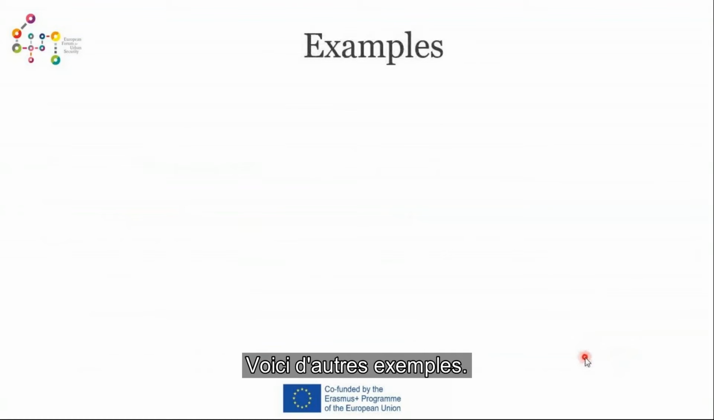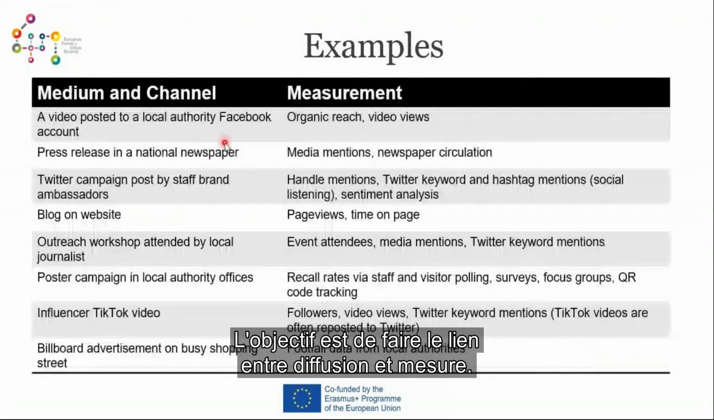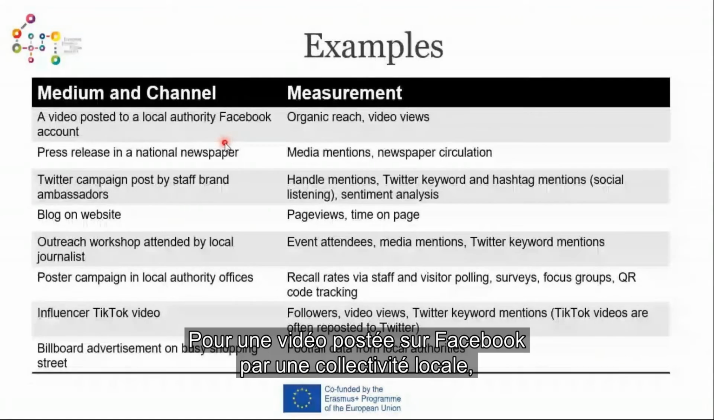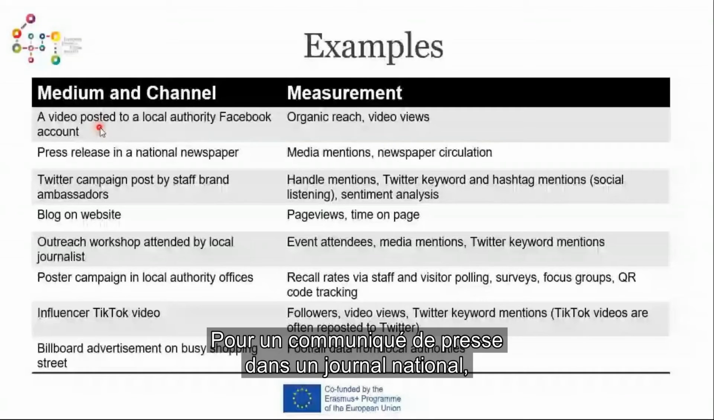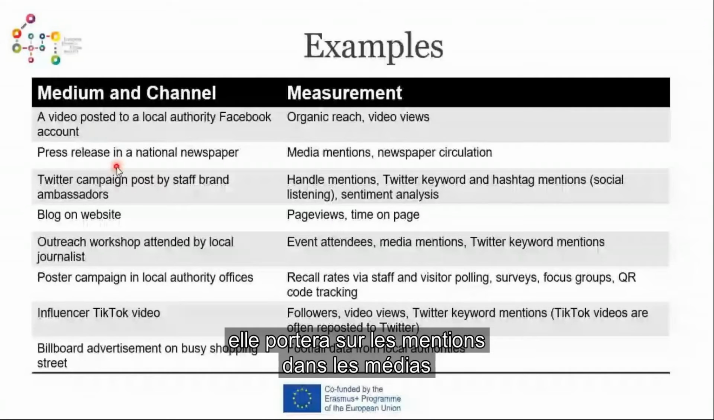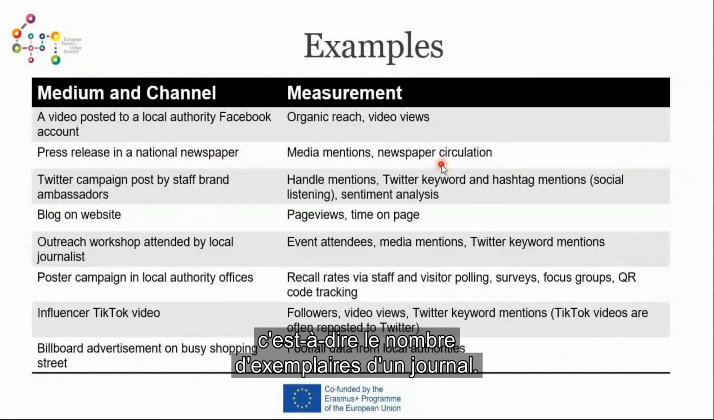More examples. The aim of this is to link dissemination to measurement. So a video posted to a local authority Facebook account, the measurement might be organic reach and of course video views. A press release in a national newspaper, the measurement might be media mentions and newspaper circulation, those circulation figures that I talked about, the number of issues that newspaper has circulated.